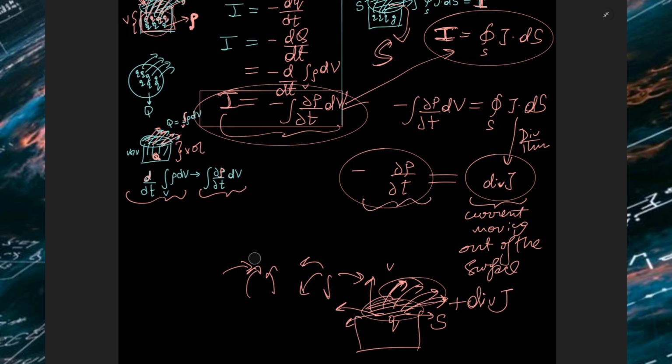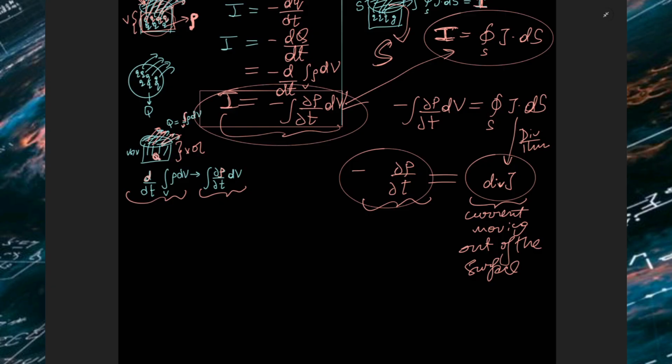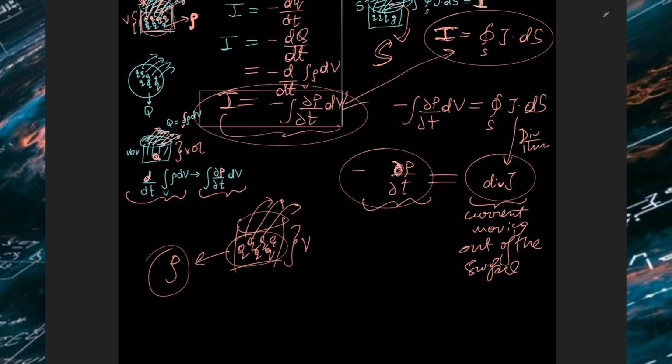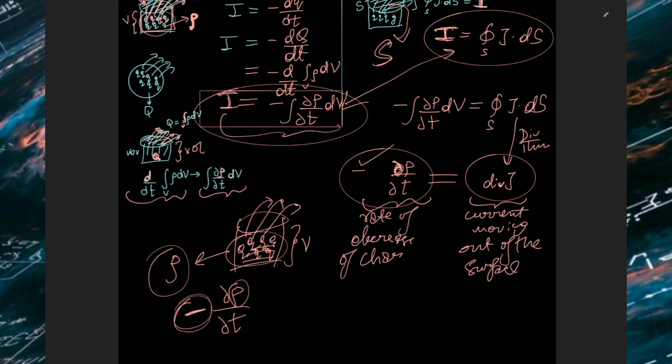Whereas the expression on the left hand side tells you that inside this volume V, which has a lot of charges which are moving outside, the rate of this group of charges is decreasing. That is, the rate of the charges inside is decreasing, and decreasing is shown by this negative sign. Hence this shows the rate of decrease of charge within the volume with respect to time.